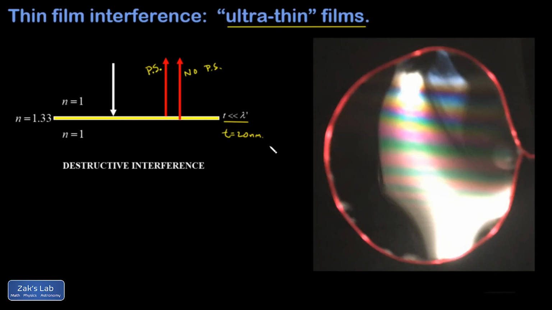The interesting thing about this is that we didn't even have to mention what the wavelength was. It could be 400 nanometer violet light or 700 nanometer red light. The same thing is going to be true. The first reflection is phase shifted, the second reflection is not phase shifted, and the reflections interfere destructively. In other words, every wavelength of light interferes destructively if the thickness of a film becomes negligible compared to the wavelength of the light. To illustrate this, I got this photograph this morning of a bubble.